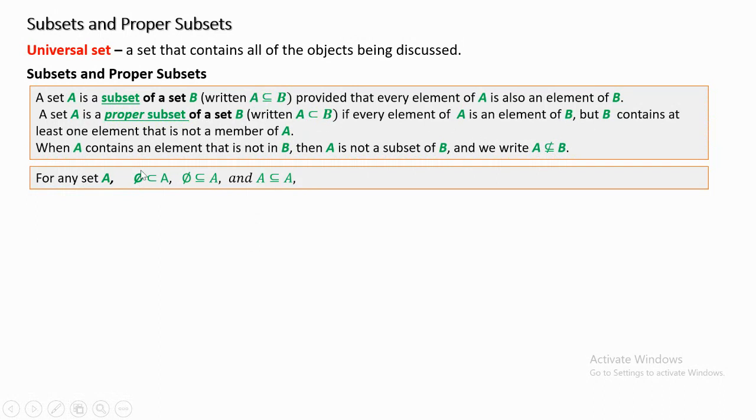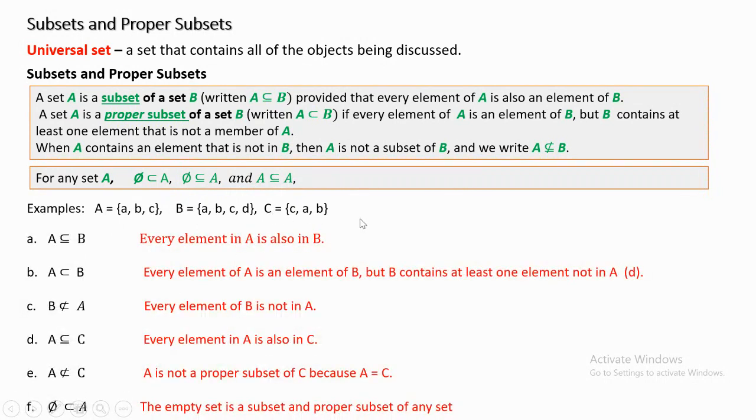For any set A, the empty set is always a proper subset of set A. And the empty set is also a subset of any set. And also a set is a subset of itself. That's why here A is a subset of A. Okay, now examples. We have set A, set B, and set C. Set A contains the elements A, B, C, set B contains the elements A, B, C, D, and set C contains the elements C, A, B.